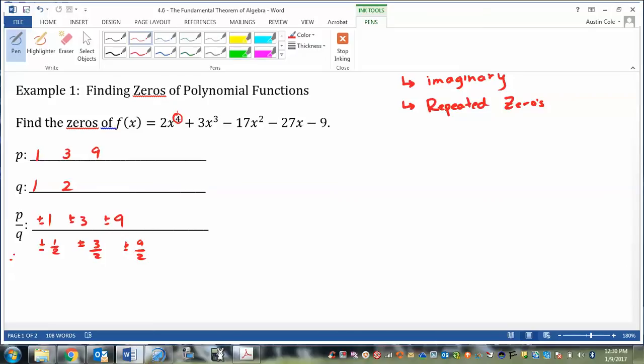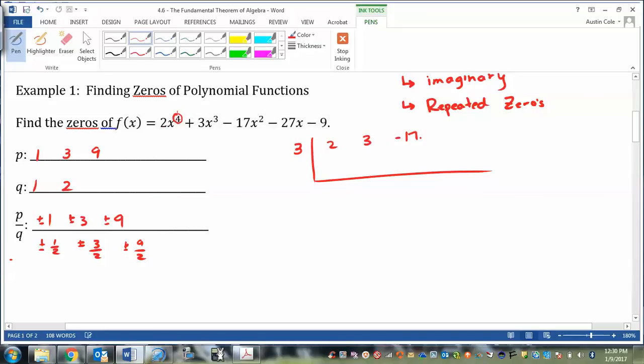So we're going to start there. We're going to start with one that we know for sure. Let's do 3. So I'm going to synthetically divide. Am I missing any zeros? No. I'm not. So 2, 3, -17, -27, -9. Okay, I'm going to bring down my 2. Multiply to get 6, add to get 9, multiply to get 27, add to get 10, multiply to get 30, add to get 3, multiply to get 9, and add to get 0.